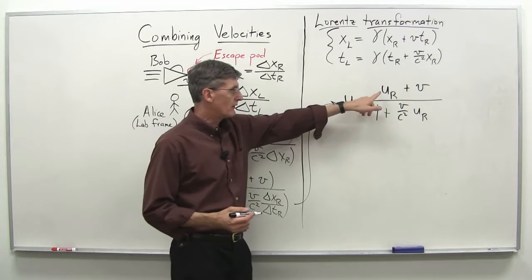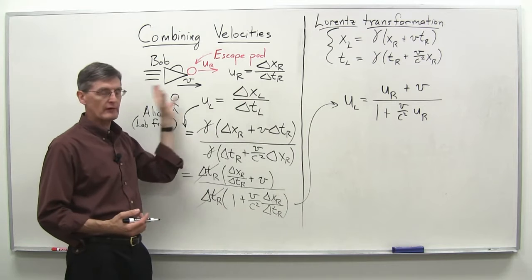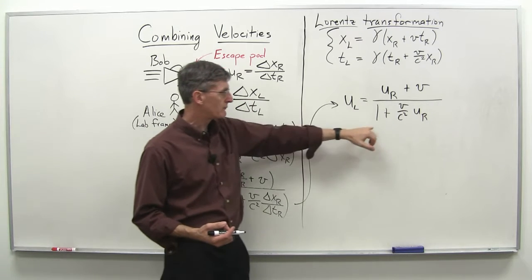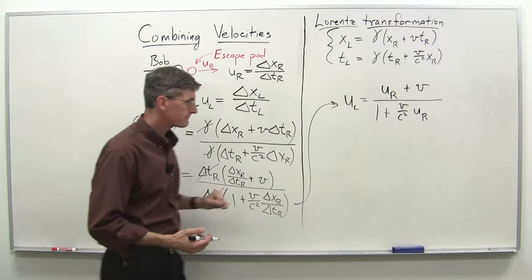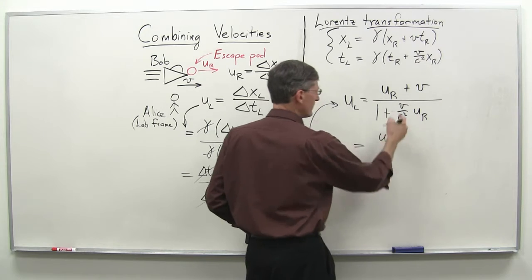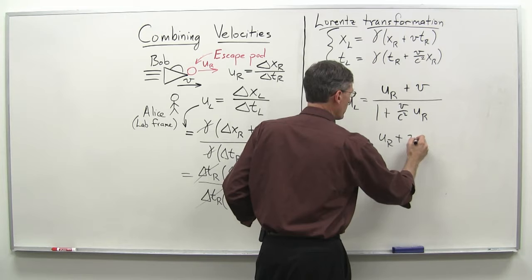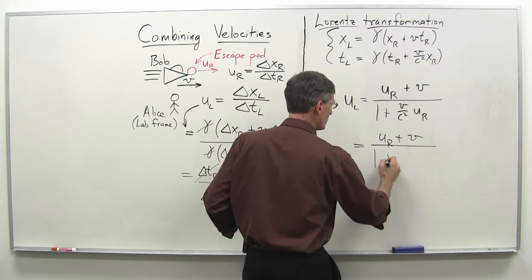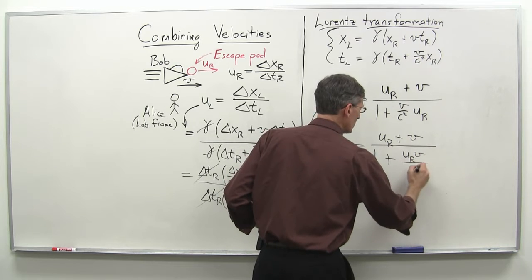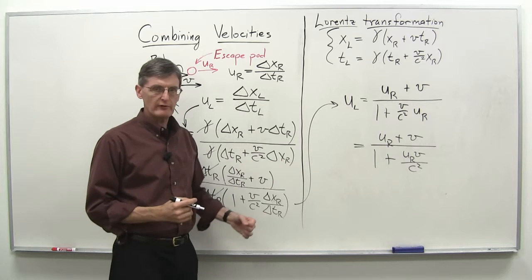It's going to be the velocity that Bob measures plus the reference frame velocity here, the difference in velocity between the two reference frames. And then on the bottom, 1 plus v over c squared u sub r. Sometimes we write this in a slightly different form. We obviously can do v plus u sub r if you want, but we'll do that. And then on the bottom, sometimes we just write it as 1 plus u sub r v over c squared, or you could do v u sub r over c squared. It doesn't really matter there.